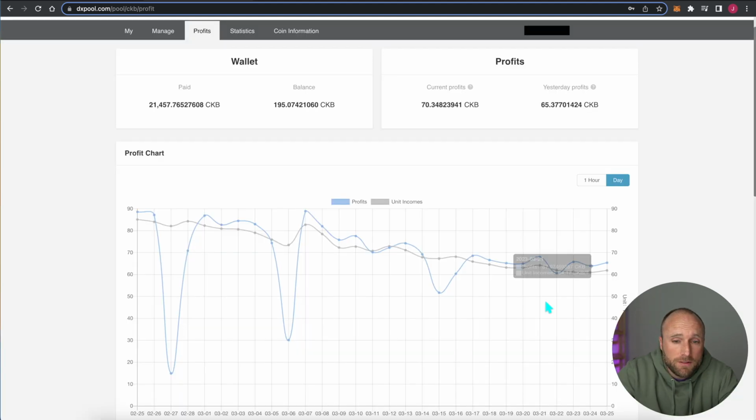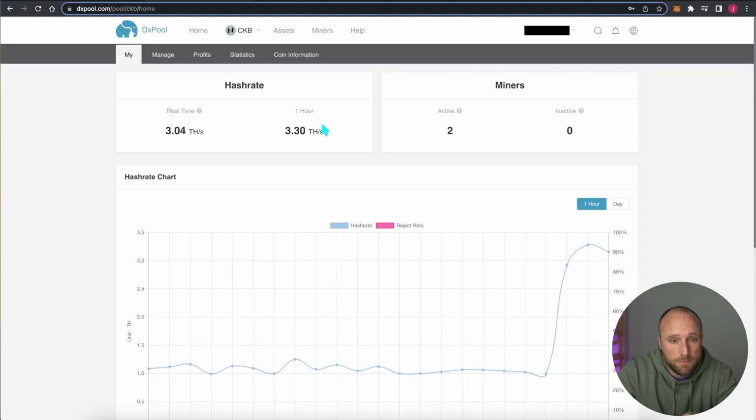Now if we go over to the profits tab, you can see over the past month the amount of CKB units that I've been mining has been on a steady decline, and that's really driven by an increase in mining difficulty for the CKB network. There have been new CKB miners that are much more powerful that have come online over the past month or two. That's really increasing the mining difficulty, so it's decreasing our mining output. So that's my DxPool dashboard.